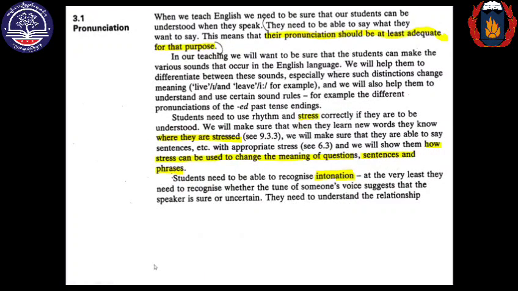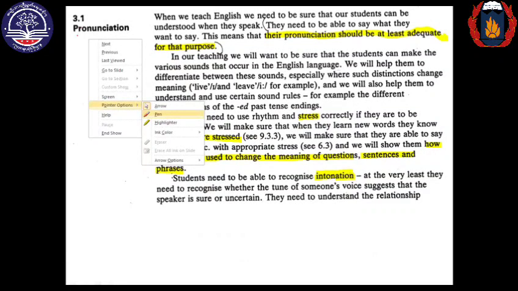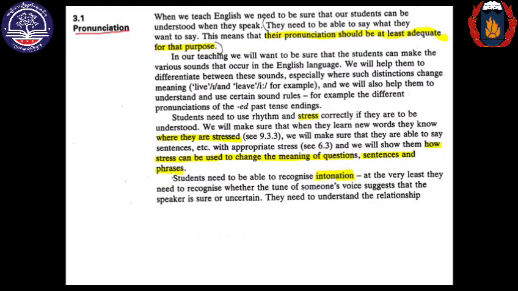Pronunciation. If we are talking about pronunciation, we should know that its related features are stress and intonation. How are they related? Pronunciation may be the same, but stress may not be the same.